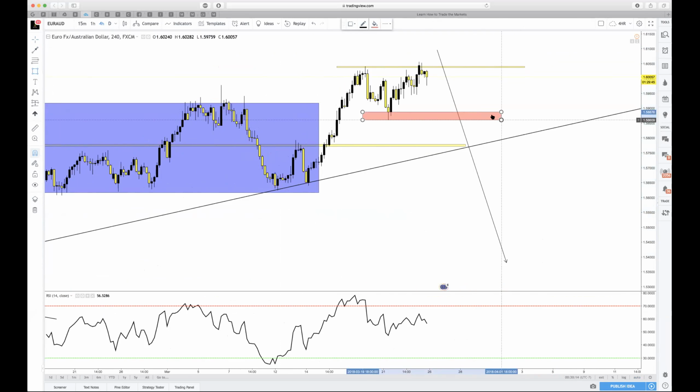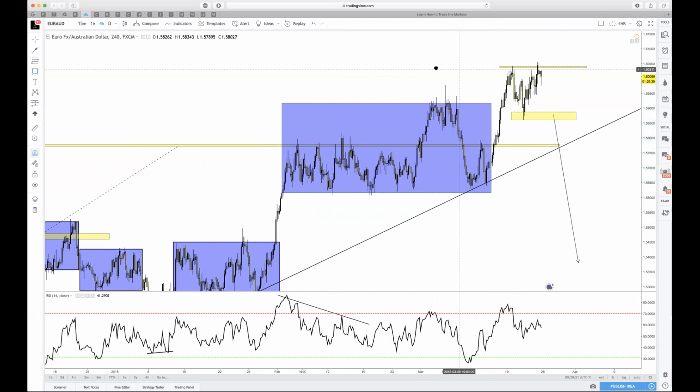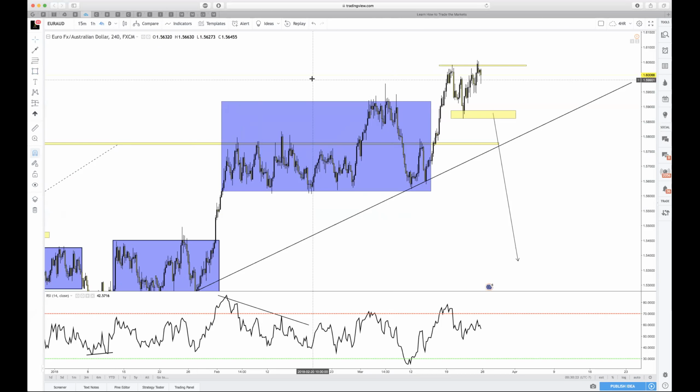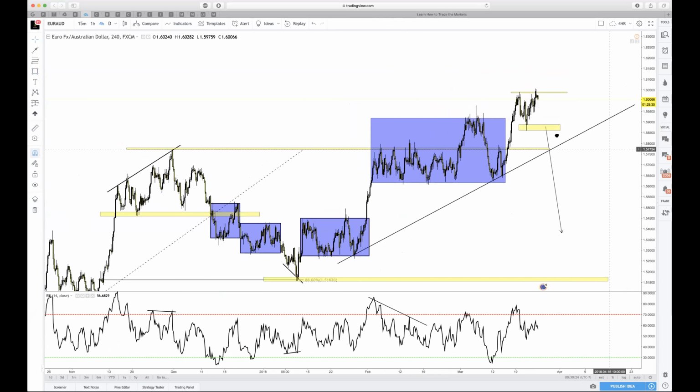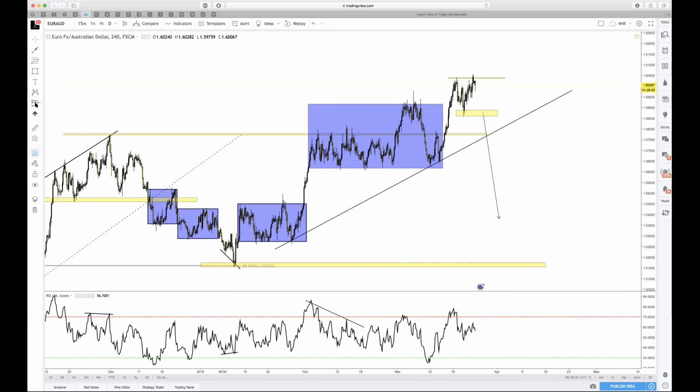If the price breaks this zone, I'm going to look for a sell. And I put my stop here. This is how I do it. Let's show you guys really quick. That's how I'll do it.